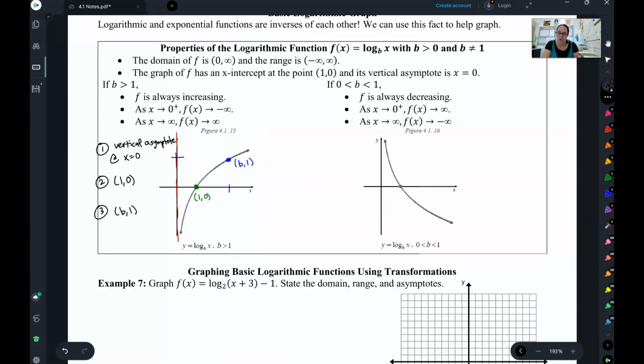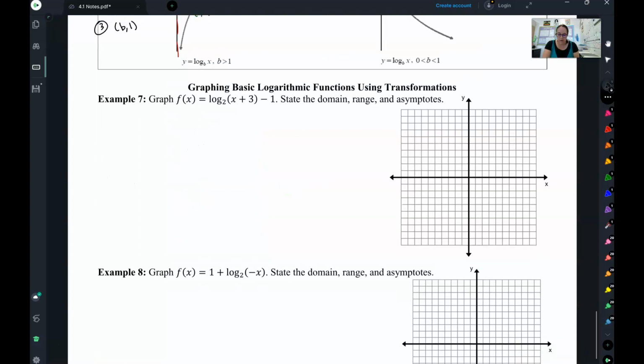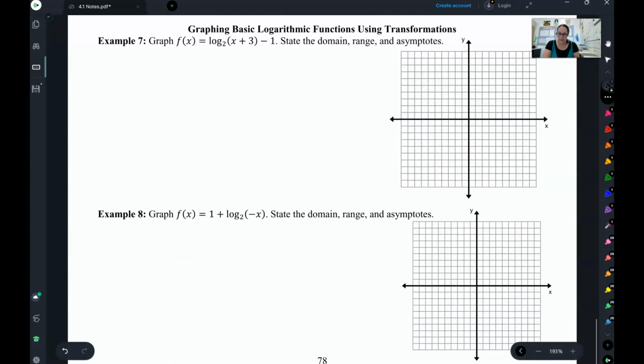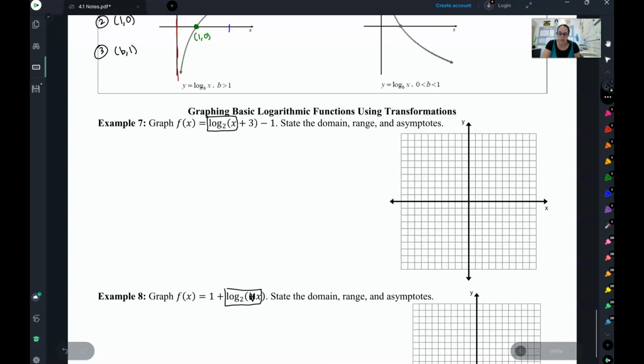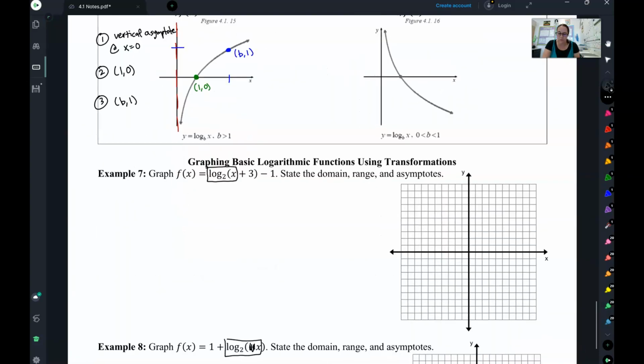You need to know them. So what I'm going to have you start with, here in example 7 and example 8, is to just start by graphing log base 2 of x. Forget the plus 3 and minus 1, forget the 1 and the negative for now. I want you to just practice graphing the basic logarithmic graph using those 3 rules. So we'll pause the video, try to graph log base 2 of x on both of these, and then come back to check and see how you did.